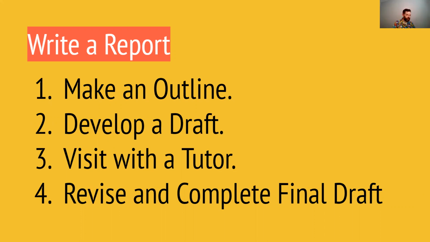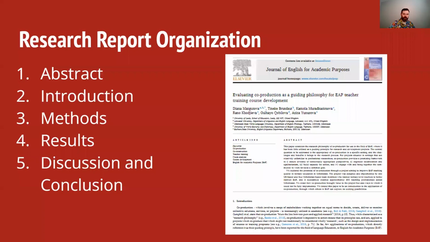But let's talk more specifically about this outline and how the outline of a research report differs from the outline of an argumentative essay. In an argumentative essay, you have your introduction, your body, and your conclusion. And in your introduction, you introduce your topic, you have a thesis statement, and then the body provides evidence to help support your thesis statement, which you then summarize in your conclusion. But that's a different kind of writing from what we do with the research report.